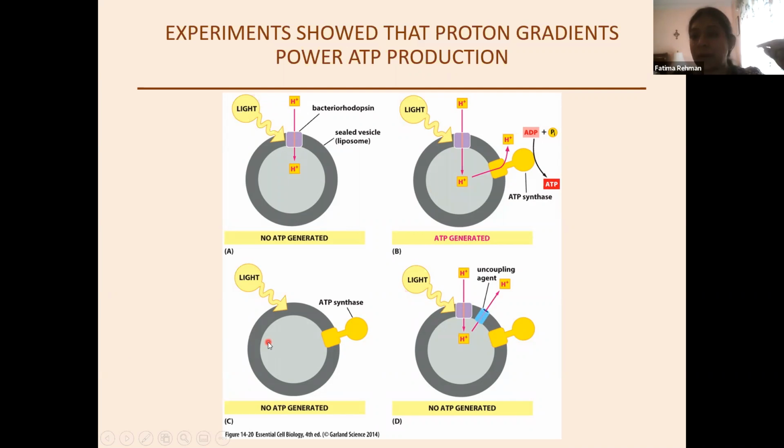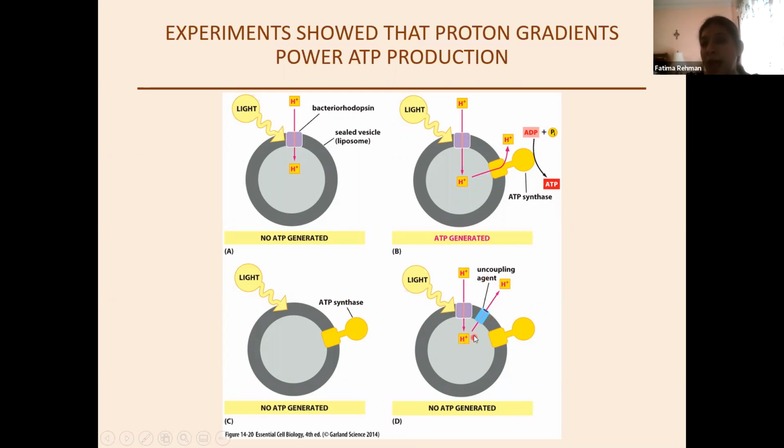Similarly, if you do the experiment with just the ATP synthase, you can have all the protons in the world outside, you can have all the ADP and phosphate available, but regardless of that, no ATP will get generated unless there is an actual pump taking the protons into this liposome so that they can be shuttled into the ATP synthase.